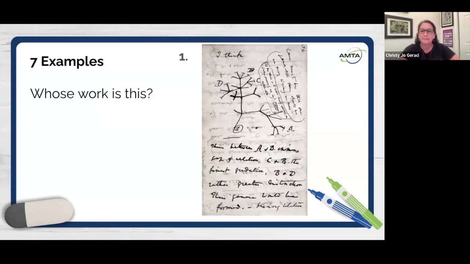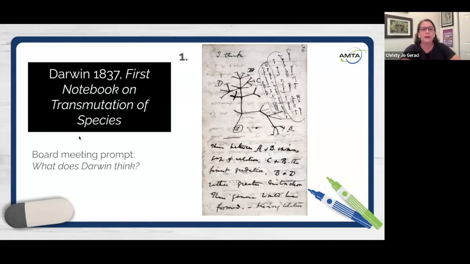Whose work is this? All right, give yourself a point if you recognize this is Darwin, his first notebook on transmutation of species. And a board meeting prompt that you could give with this is, what does Darwin think? Because he starts with, I think. And then he draws a picture, and then he writes down his thoughts.